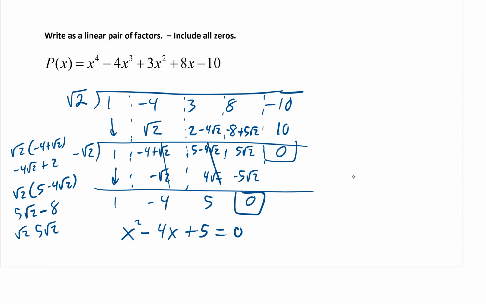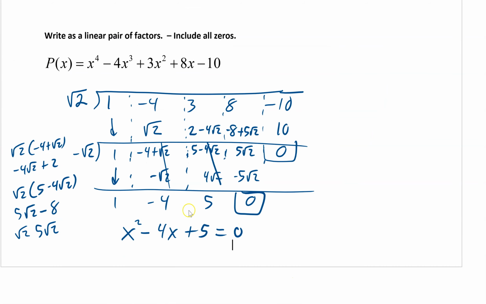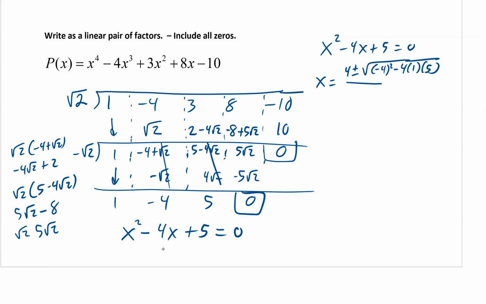And then you would think, oh, it's factorable. But if we look back at our graph, there are no more zeros. And there's no multiplicity going on here, which means these two have to be, you guessed it, imaginary. So x squared minus 4x plus 5 equals 0. We're going to use quadratic formula. So that's 4 plus or minus square root negative 4 squared minus 4 times 1 times 5, the negative boy, so on and so on.